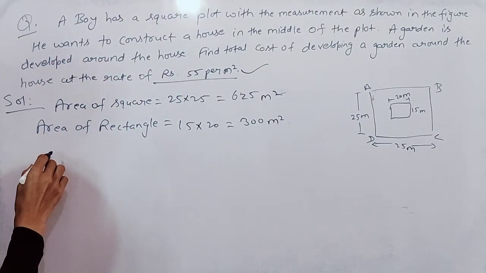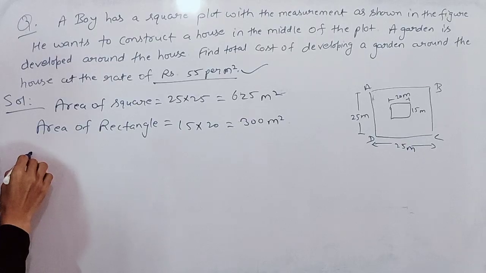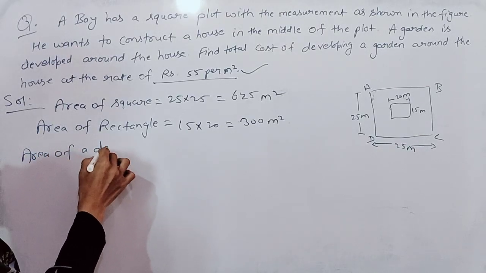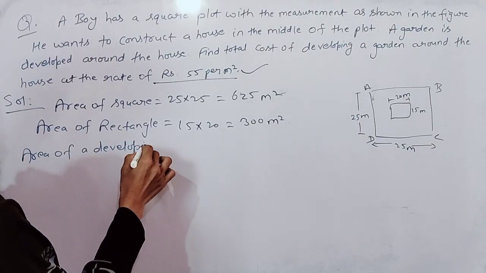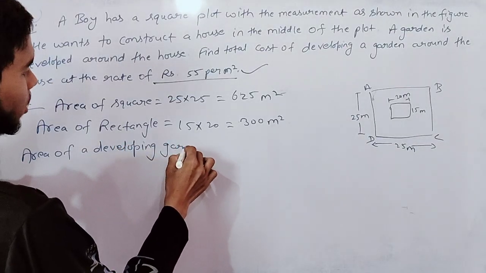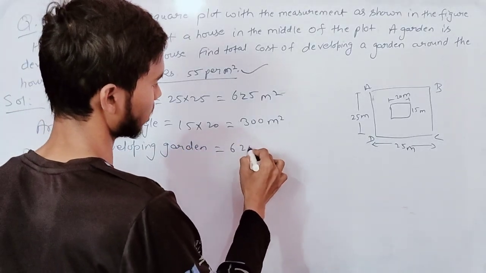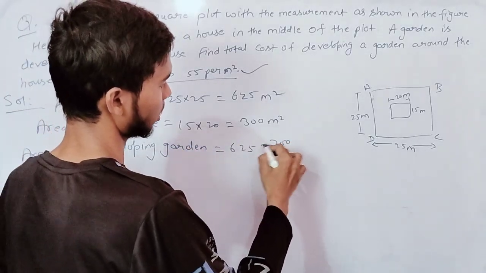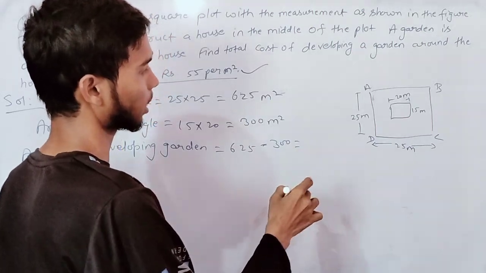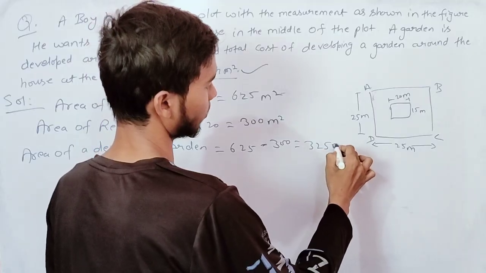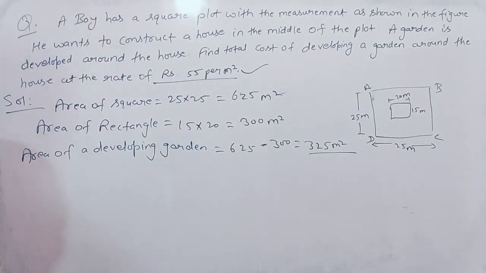So the area of the developing garden would be what? 625 minus 300. That is the area of the developing garden: 325 meter square. This is the area of the developing garden around the house.